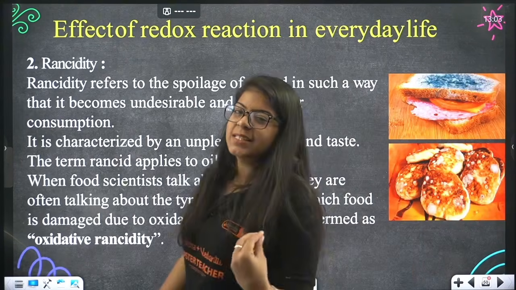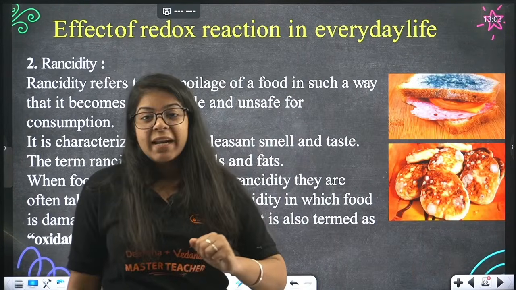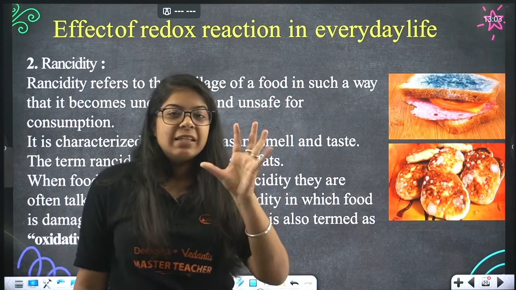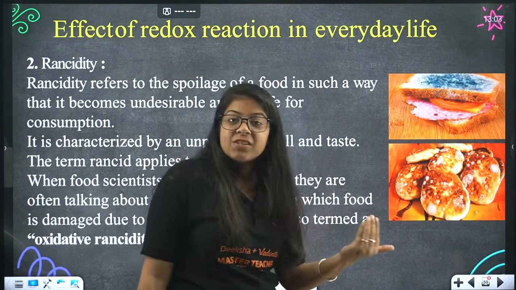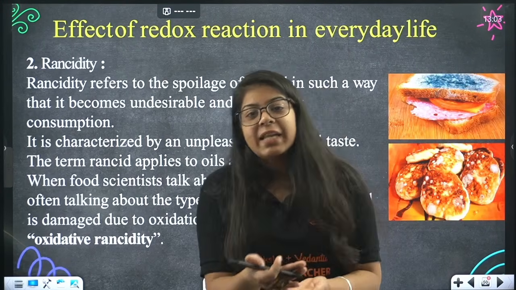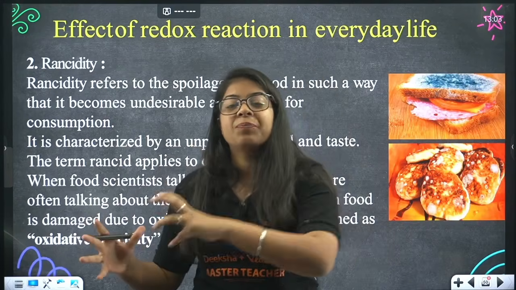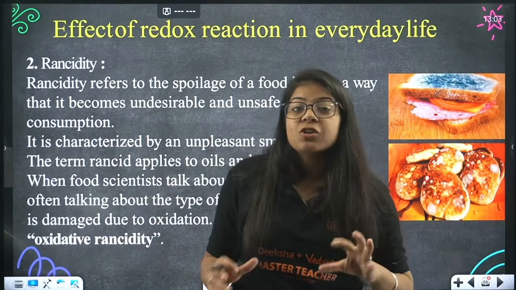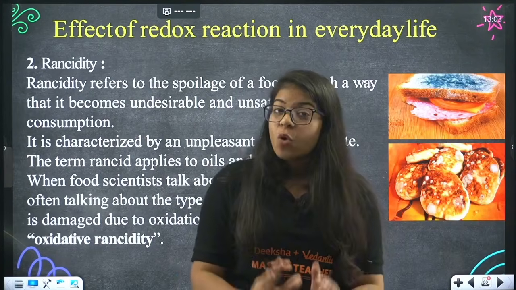Next, moving on, we have another effect of redox reaction in our daily life, that is rancidity. Now, have you seen food going bad? Have you seen the yeast, the fungus on the food? That is rancidity. And due to that, we get a foul smell, a foul taste, and the food is not healthy to eat. So whenever food goes bad, it is due to the oxidation of oils.